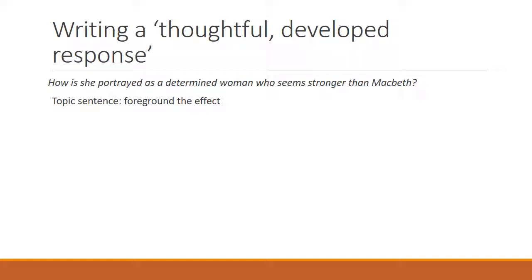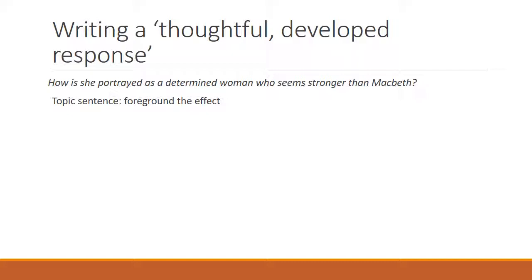Okay? So let's take the first section of the Macbeth one, where we're looking at how Lady Macbeth is portrayed as a determined woman who seems stronger than Macbeth. Right, so the openings of all of these, same as the argument that we were just looking at, are there to push you down a more focused and specific line than just saying this is the case.